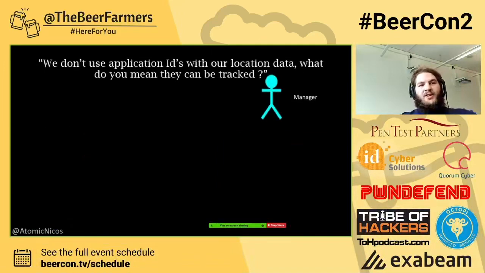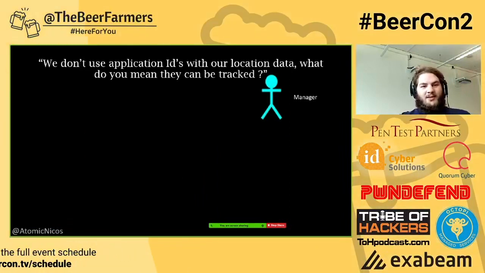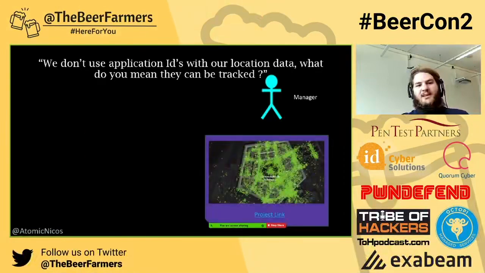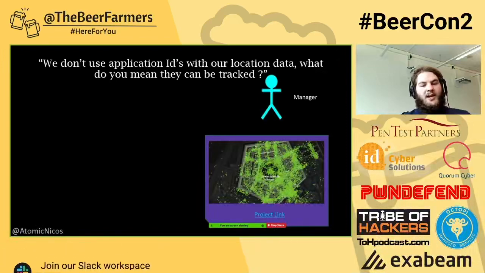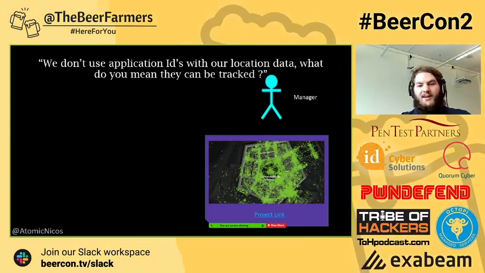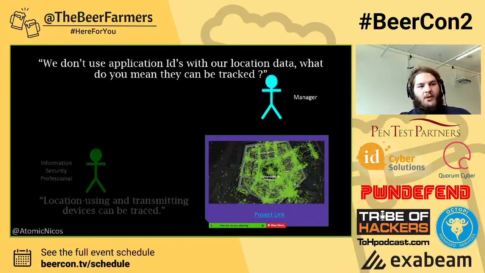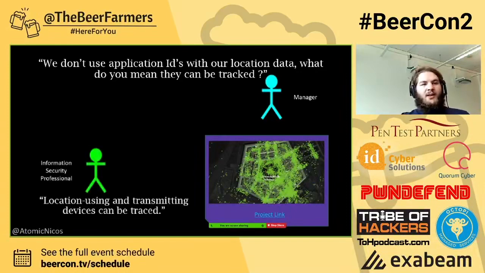"We don't use application IDs with our location data. What do you mean they can be tracked?" Well, I'd invite you to look at the Privacy Project in 2019 by the New York Times, which actually showed that location data aggregators from ad services have access to a ton of location data information. So potentially tracking people in the White House, in the Pentagon, in Congress, stuff like that. So it's pretty important. Location using and transmitting devices can be traced.